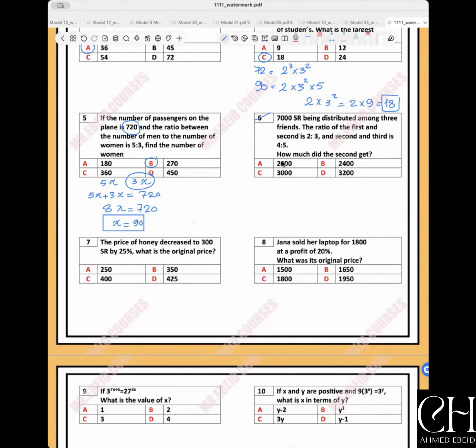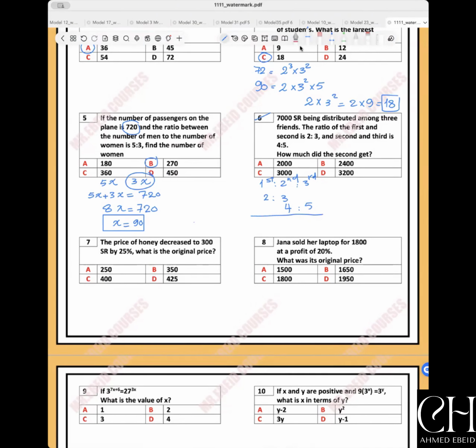Question 6. 7,000 riyals being distributed among 3 friends. The ratio of the first to the second is 2 to 3, and the second to the third is 4 to 5. How much did the second get? So we have 3 persons. The first, write them down like this, to the second, to the third. The ratio between the first to the second is 2 to 3. And the second to the third is 4 to 5.